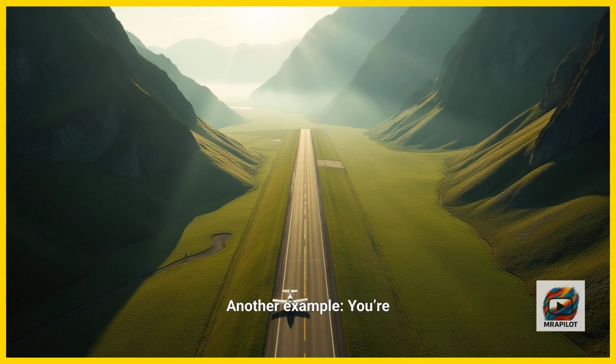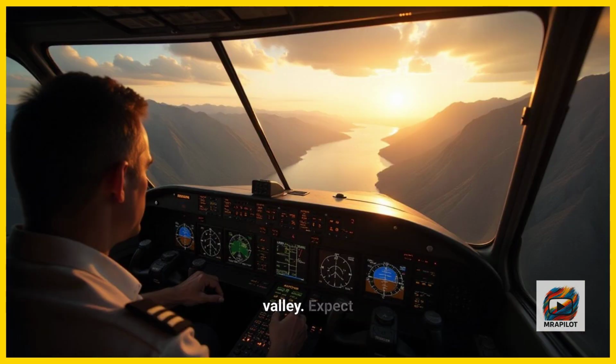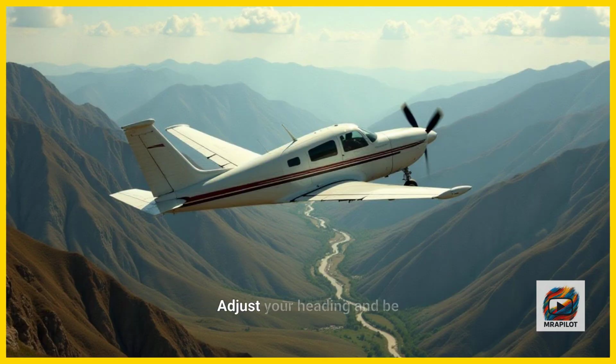Another example, you're taking off from a narrow valley strip. It's morning, the air is calm, but the sun is heating one side of the valley. Expect lateral drift, possible turbulence, and katabatic drainage near the departure end. Adjust your heading and be light on the controls.